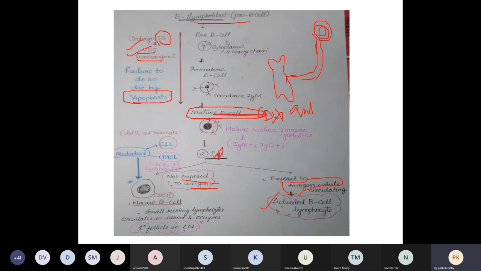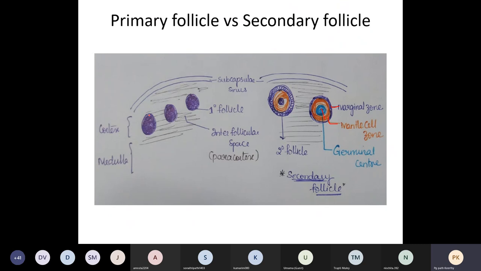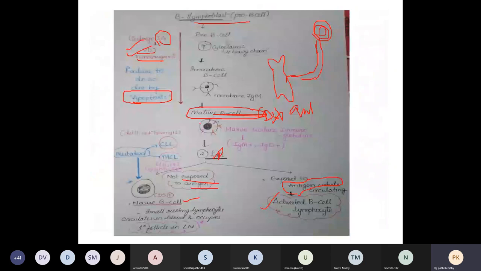So where is it going to stay in the lymph node? It is going to stay in the follicle, as your primary follicle in the cortex. Got it? So what does the primary follicle of the lymph node consist of? That is your naive B cells, which are CD5 positive. Understood? So that's how.